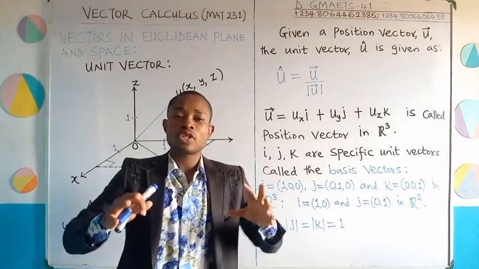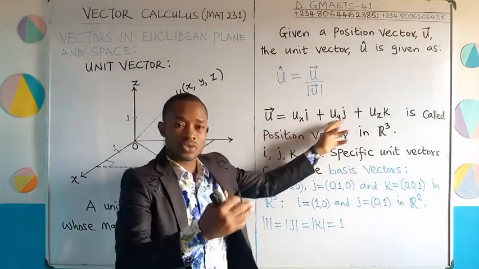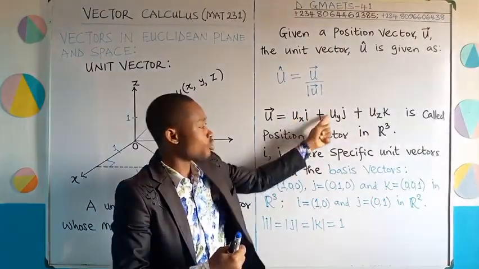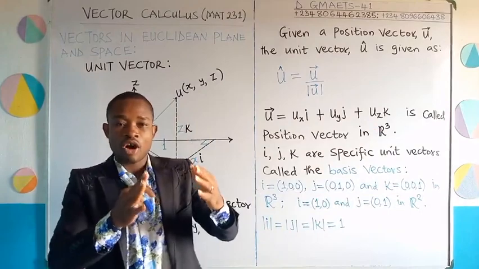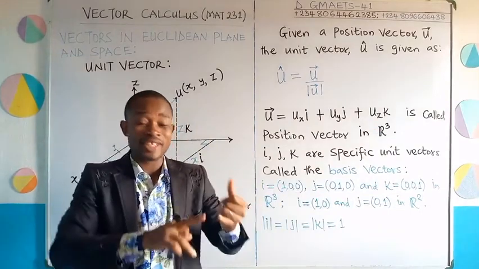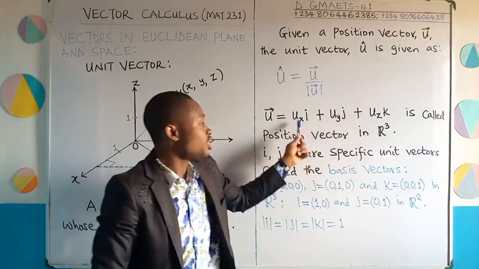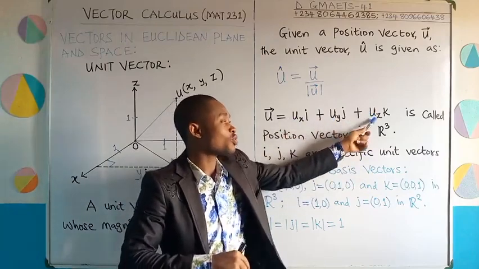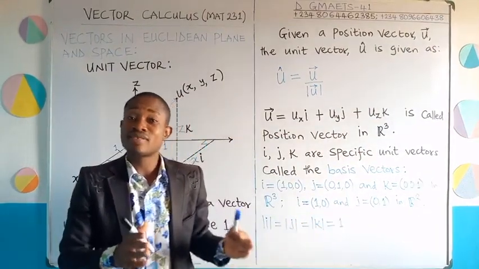Now, the position vector can be written to show its components. The components here are u_x, u_y, and u_z. Simply the value of the given position vector in x direction, in y direction, in z direction. These u_x, u_y, and u_z are numbers. So we refer to them as scalars. Are you following, right? Scalars.